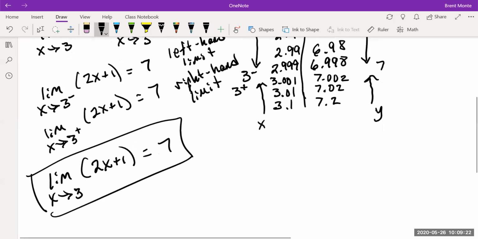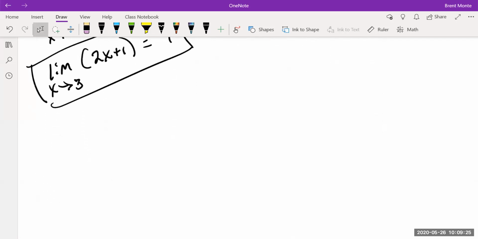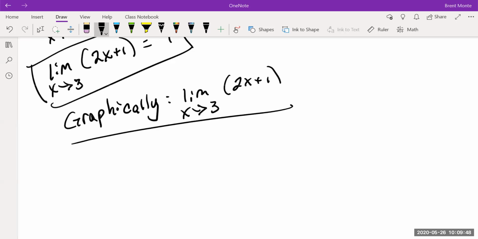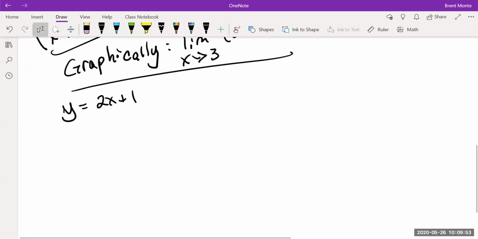So now if I graph this, so that was numerically how we would find a limit at a certain point. Okay, now what if we do it graphically? And again, we're still finding the limit as x approaches 3 of 2x plus 1. Now, that graph, y equals 2x plus 1, just a line. Let's plot a couple points so that we know where to graph it.